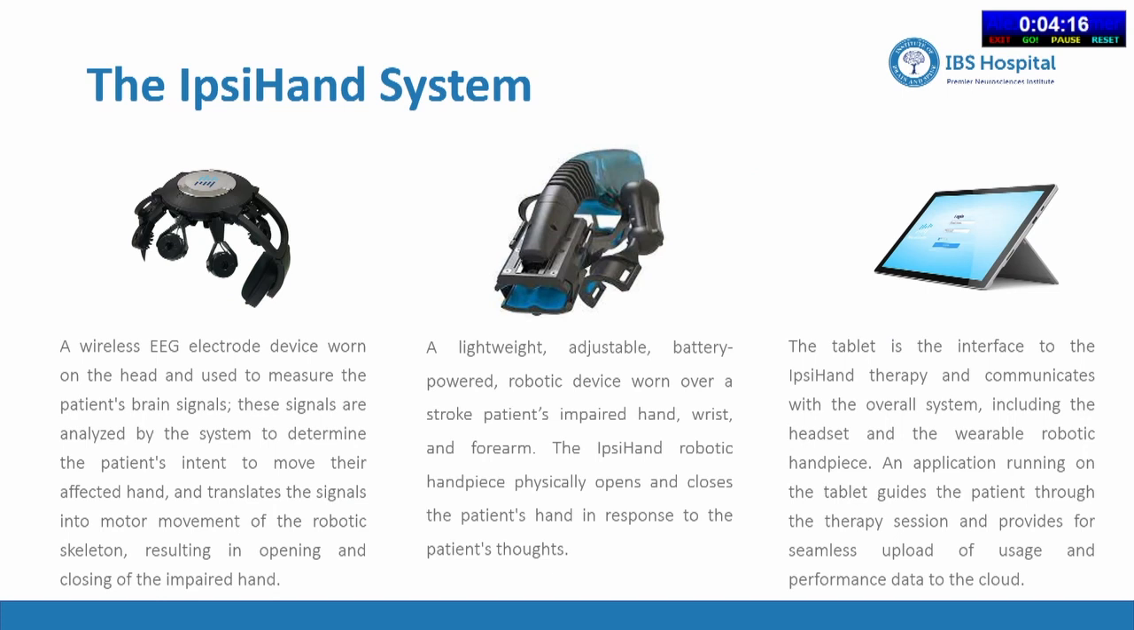There are 3 components of this device. First is a headset, a wireless EEG electrode headset that catches the signals. Then there is a hand exoskeleton that starts your movement, flexion or extension. And there is a tablet that combines both devices, headset to exoskeleton, and gives you feedback of the movement.